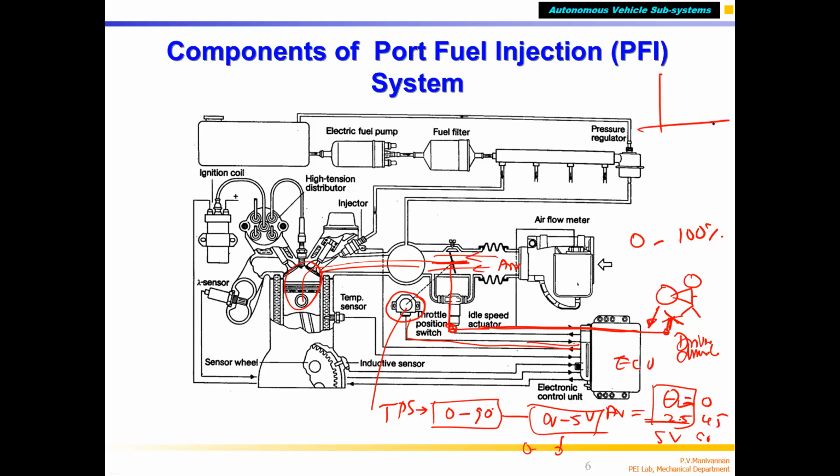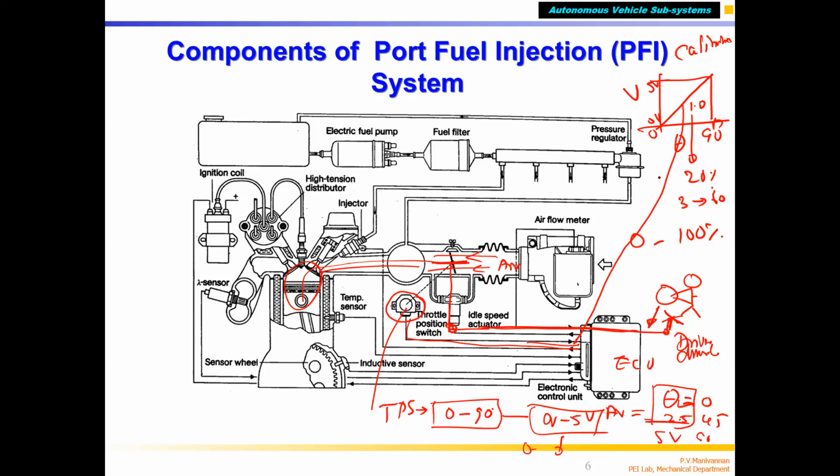It is linear: theta versus voltage. 0 to 5 volts corresponds to 0 degree to 90 degree throttle opening, so it is a linear graph. This voltage is given to the ECU by the sensor. By measuring this voltage, because it is already calibrated, the ECU knows. Please note that you have to do calibration for all these things. So if the ECU gets 1 volt, it knows the driver has pressed the throttle 20%. If it is 3 volts, it knows it is 60%, because it is a linear curve.